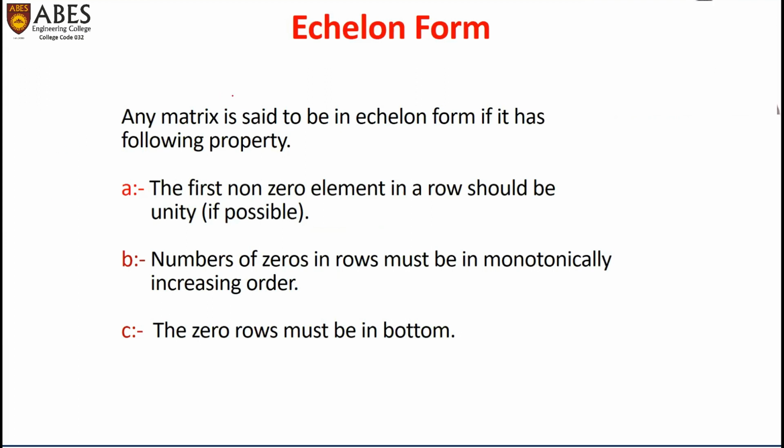Echelon form: any matrix is said to be in echelon form if it has the following properties. The first non-zero element in a row should be unity if possible. The second property is that the number of zeros in the rows must be in monotonically increasing order. And the third property is that zero rows must be at the bottom. Let us consider the echelon form by example.